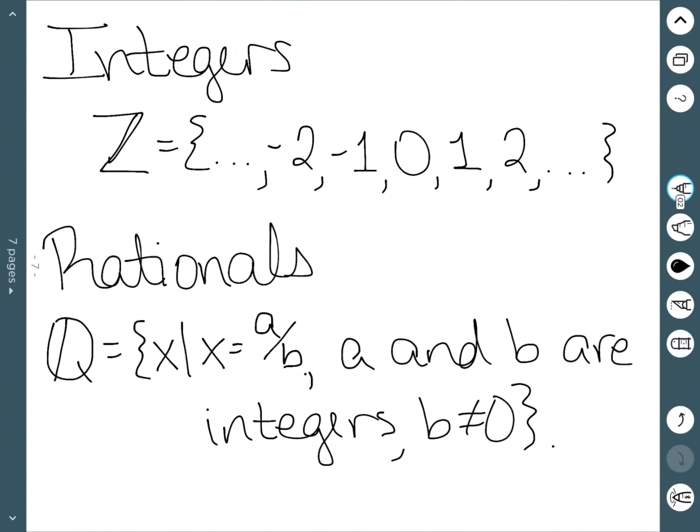The rationals, these are all numbers that can be written in fraction form, so x is equal to a over b, where a and b are integers, b not equal to 0. So it's anything that can be written in terms of a fraction. When we look at decimals, these are any decimals that are either terminating or repeating indefinitely.